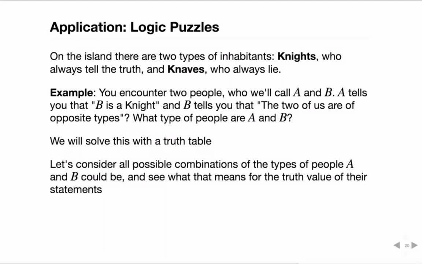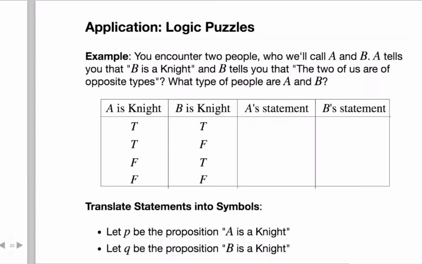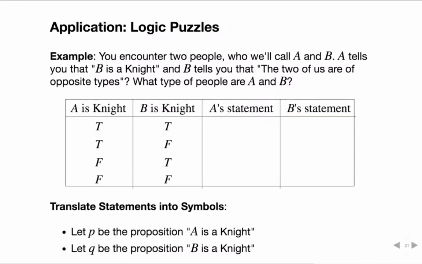And so there are lots of ways to solve problems like this, but we're going to use a truth table. And so what we're going to do is consider all of the possible combinations of the types of people that A and B could be. And we're going to see if that can convince us of particular natures for A and B. And so the way that we're going to start this is we're going to assign symbols to the propositions that A is a knight and that B is a knight.